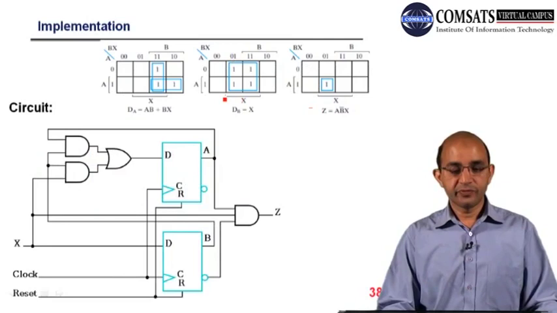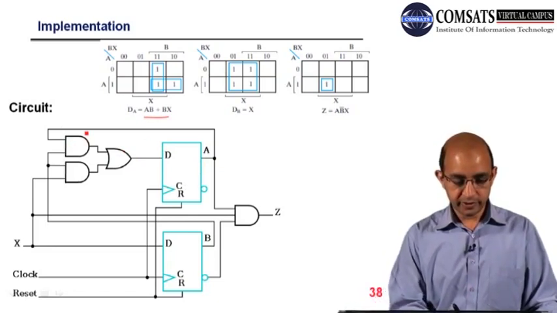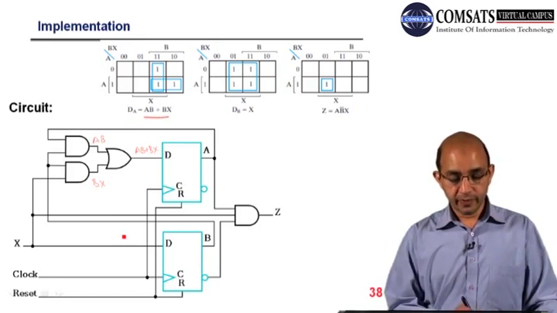After that, we need to plot the circuit. For the A, this is the input to the flip-flop. I will write down the expressions. This is A, B, and then we have BX, so I have AB plus BX. This is for DA. For DB, we have X.